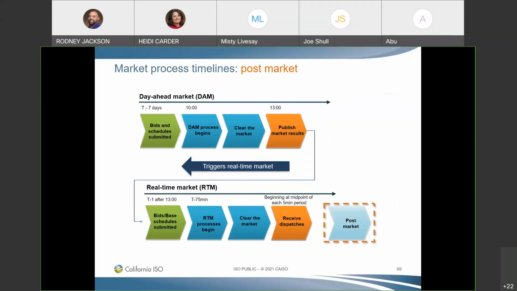So we talked about the day-ahead market, we talked about the real-time market, and now we're going to get into the post-market, which is going to include settlements. So let me pause right here and see if we have any questions about the markets before we move into post-market.